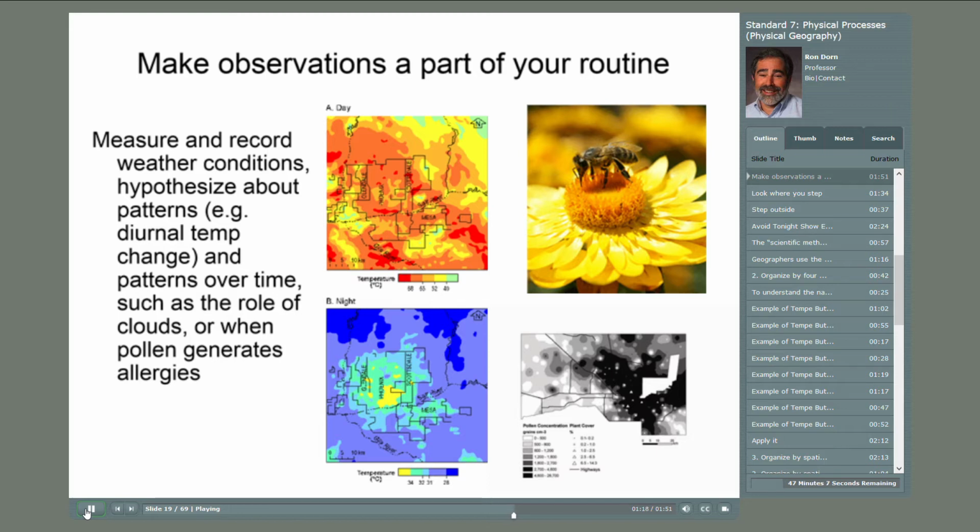Another example of making observations of patterns a part of your routine is to look at pollen. The map in the lower right-hand corner is a map of pollen concentrations. And the pollen concentrations are highest in urban areas where people have planted species from home that generate pollen. And so if you look at pollen counts daily and compare them to wind and the seasons, you can begin to make observations a part of a routine of life. And that's what this standard is about.